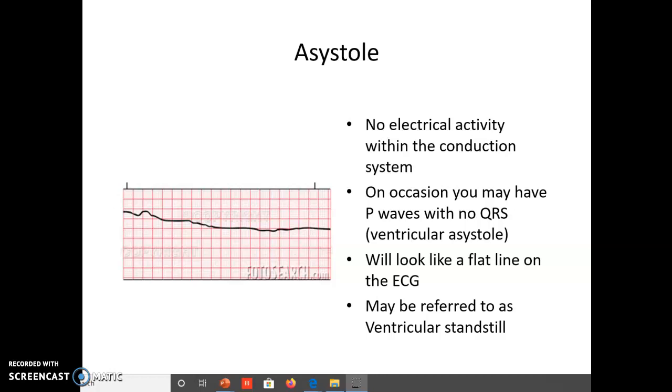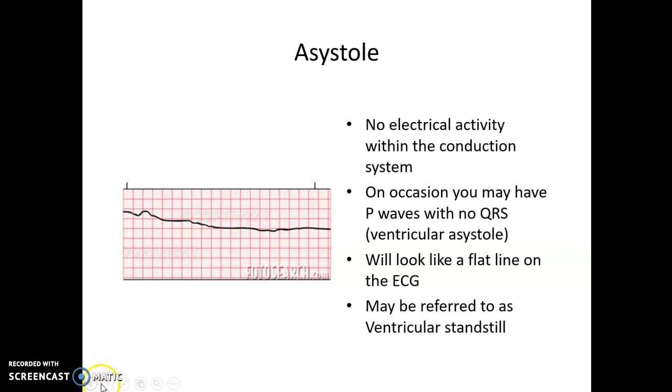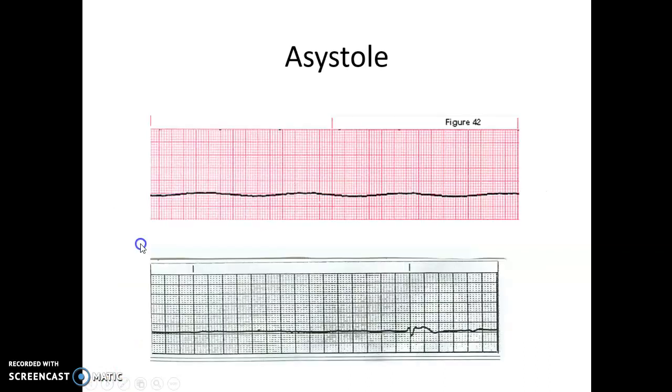It's very rarely completely flat. There's always just a little bit of slight movement through it, but it is basically no waveforms, no QRSs, no P waves, and it's also known as ventricular standstill. So when we're looking at this rhythm, I'm going to go ahead and go to the next screen here.